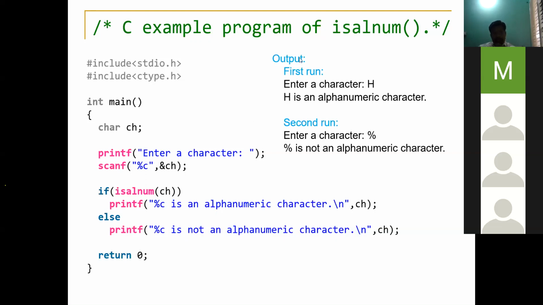So here we can see an output of this program. First, I've given h as an input. It clearly displays h is an alphanumeric character. Second run, I've given percentage as an input. So it says percentage is not an alphanumeric character.